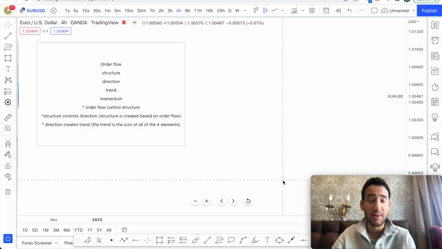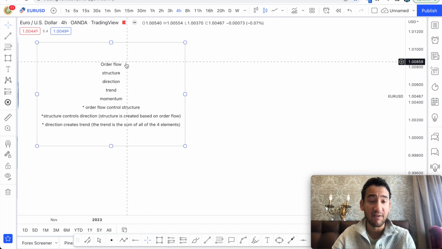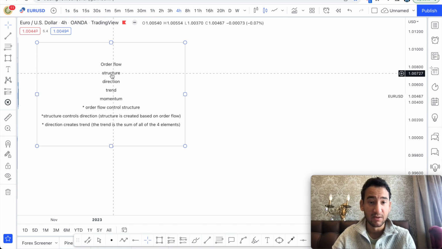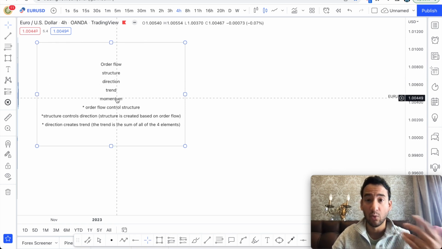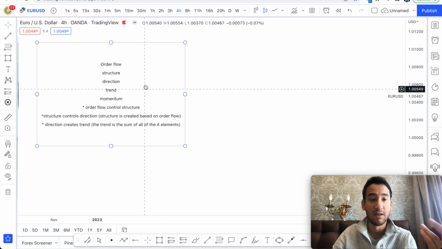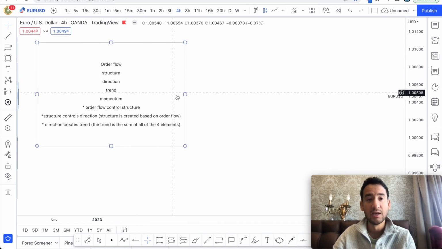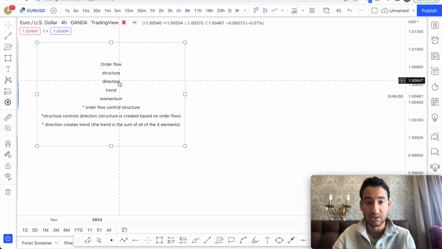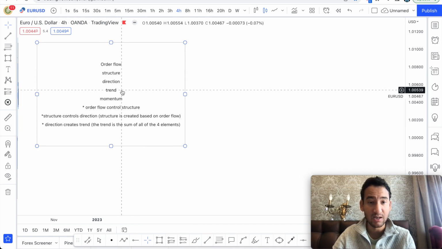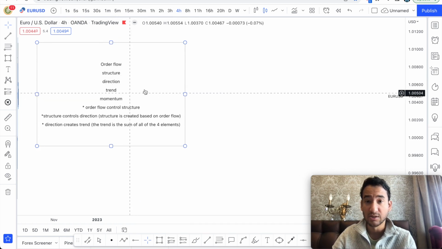Okay, so generally when I'm on the higher time frame, I look at one of the 5 aspects, starting with order flow. Order flow has to happen. Then there's structure, then there's direction, then there's trend and momentum. All this is how we identify the market structure and how we actually find the flow of orders, or the flow of the market, let's just say. The reason is that this is the way our theory works: order flow creates structure, structure creates direction, direction creates trend, trend creates momentum, and so forth.